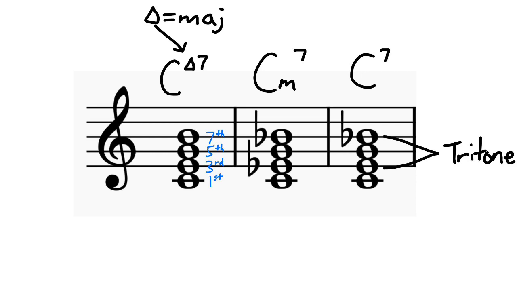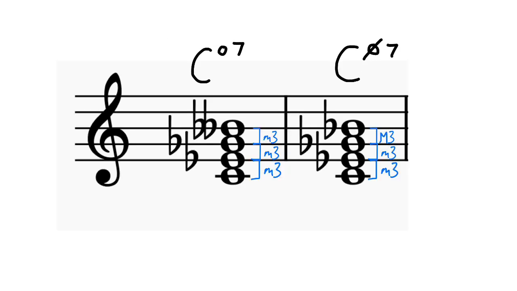If you add the major 7th to a major chord, you get a major 7th chord. If you add a flattened 7th to a minor chord, you get a minor 7th chord. And if you add the flattened 7th to a major chord, you get a dominant 7th. The dominant 7th chord contains a tritone between the 3rd and the 7th, so it is often used to create tension. There are many other 7th chords that I won't go over, but here are a few more.